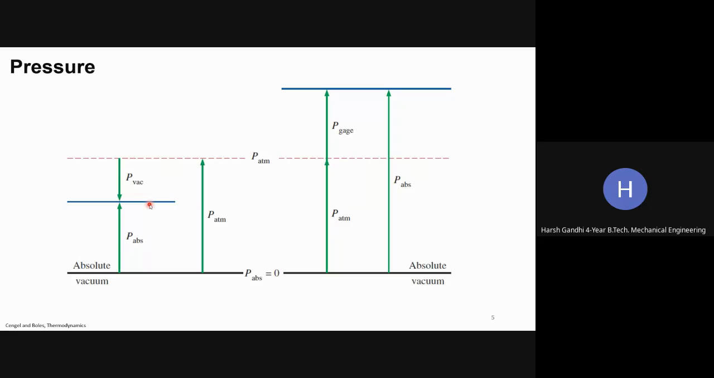Yes, sir. Fine. Let us move on. So there are some basic definitions.